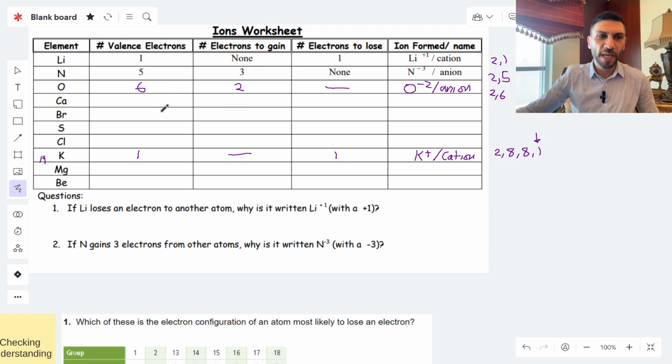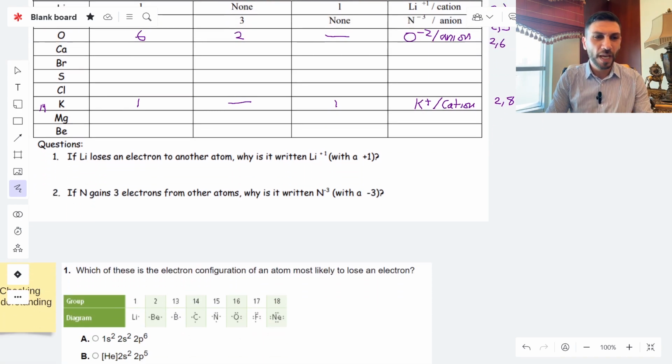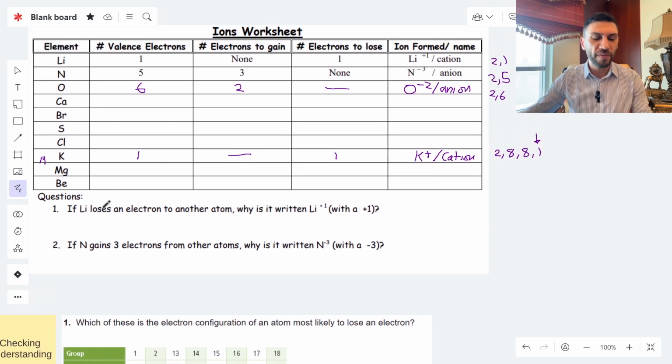I want you guys to stop the video and try to solve it for all these atoms. I'm pretty sure that you will be able to solve them. Question number 1: if lithium loses an electron to another atom, why is it written positive 1? It's very simple, because the number of protons equals positive 3. After losing 1 electron, the number of electrons is now negative 2, so the overall charge for the lithium ion equals positive 1.